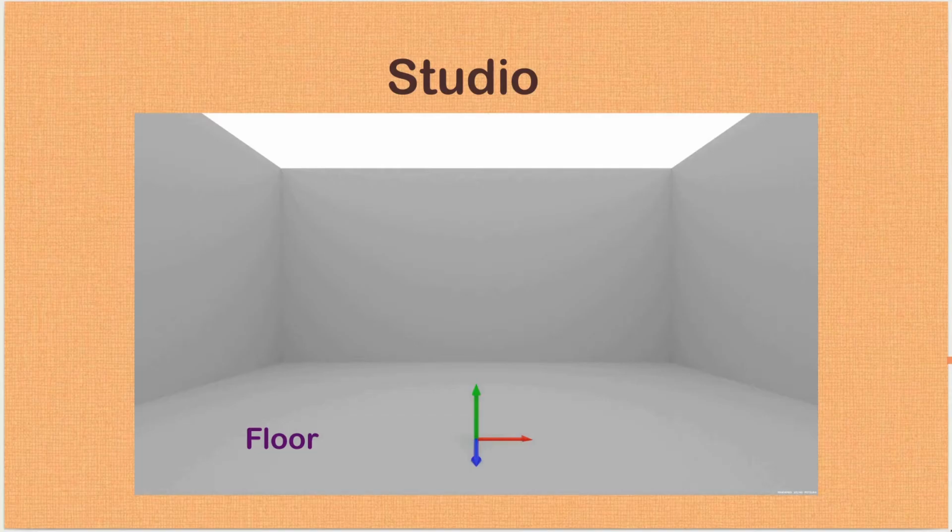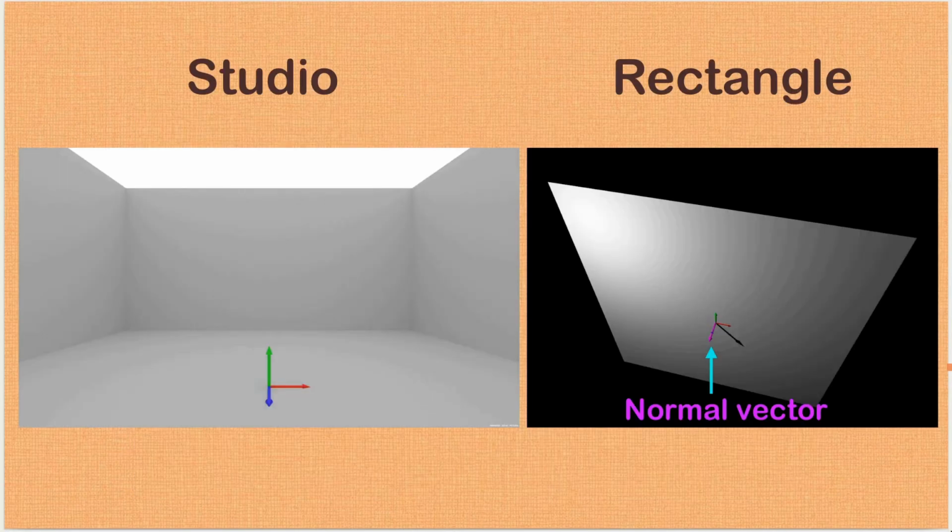Getting back to the studio preparation, we will begin by preparing the floor. All the sides of the studio are made using rectangle objects provided by Mitsuba. By default, when we create a rectangle, it is of size 2 by 2 and spans across -1 to +1 along both the x and y axis. The normal of the rectangle is parallel to positive z direction. Notice how our arrows indicating coordinate axis are helping to understand this.